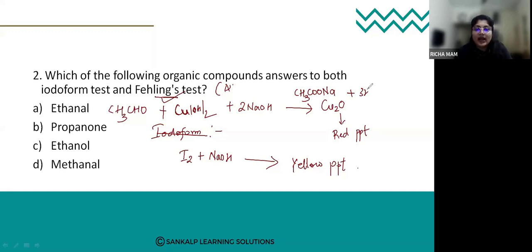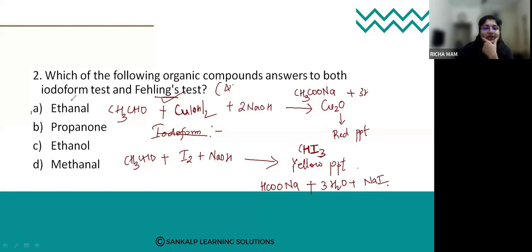Then the iodoform test again. If I take acetaldehyde and react it with iodine in the presence of NaOH, I am going to get sodium formate, and the yellow color is due to CHI3, which is iodoform. Because of iodoform, you get the yellow precipitate, along with sodium formate, water and sodium iodide as byproducts. So option A is the answer.